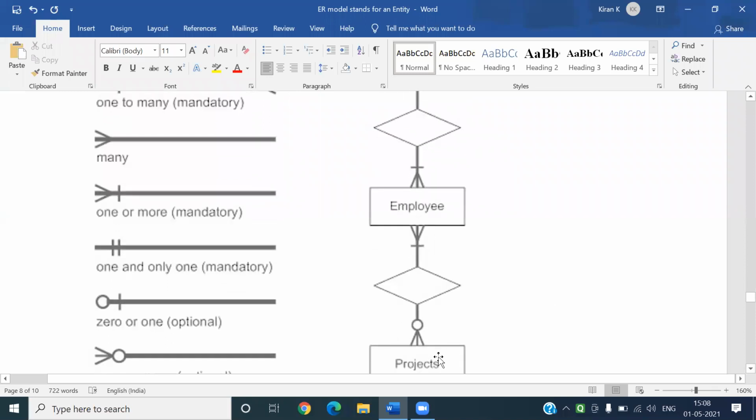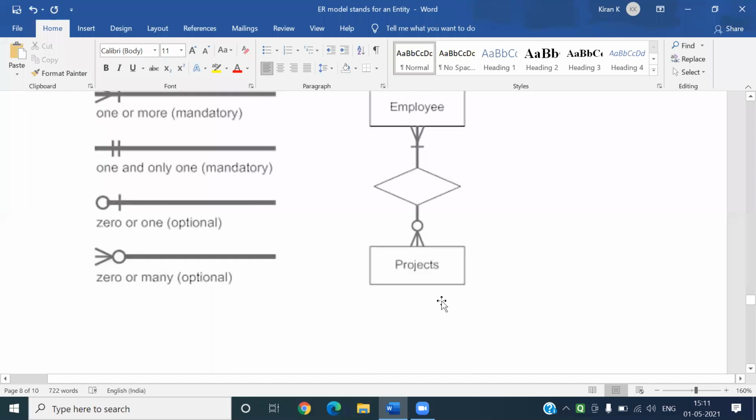Employees can have many projects. Similarly, projects may have many employees. This is shown as one-to-one, this is one-to-many, and this is many-to-many. This is called relationship among entities. Right, my dear friends, this is called one-to-one relationship, one-to-many, many-to-one, and many-to-many relationship.